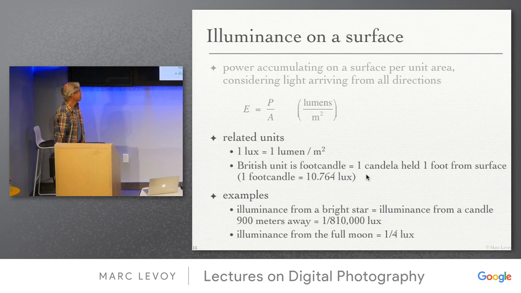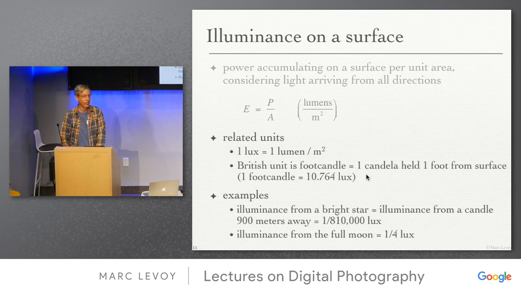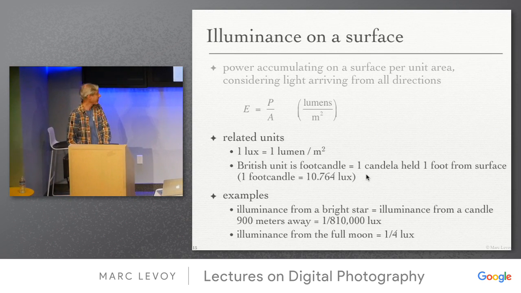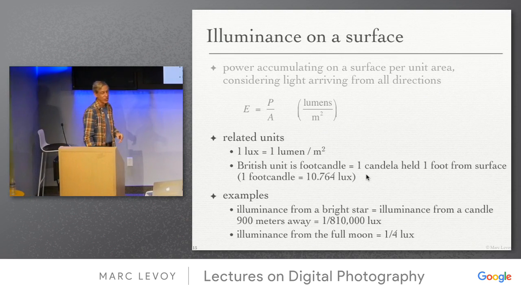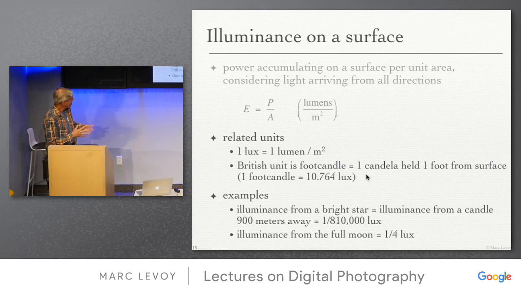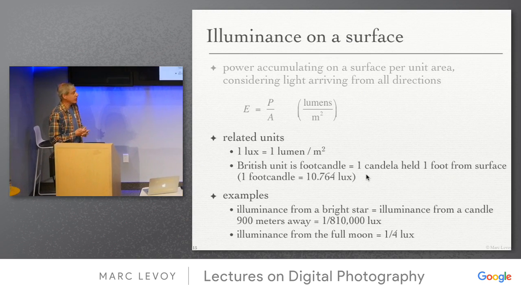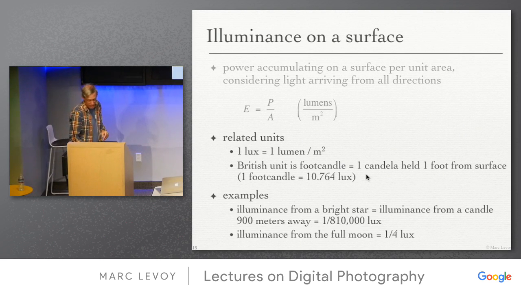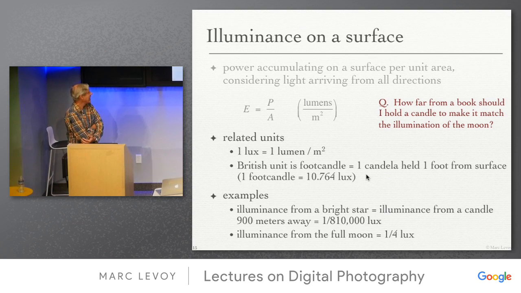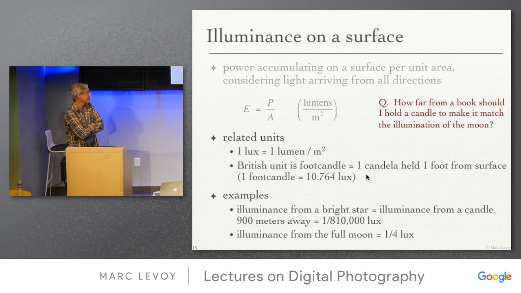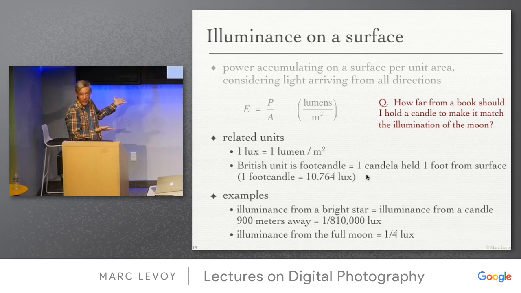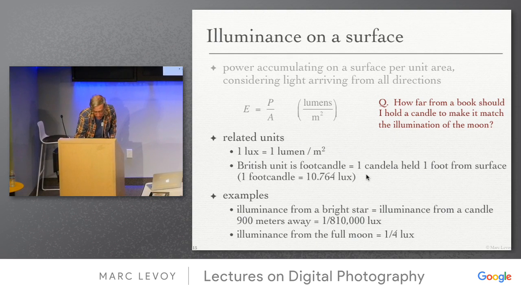So a couple of examples. The illuminance, meaning what falls on a surface from a bright star, is the illuminance that would fall on that same surface from a candle 900 meters away. So a single star does not illuminate a surface very well. It is about 1/800,000th of a lux. The illuminance from a full moon is about 1/4 of a lux, a little bit brighter than 1/4 of a lux. So here's a question. Let's work this one through. How far from a book should I hold a candle to make it match the illumination by the moon? Okay, so we know enough to work this through.